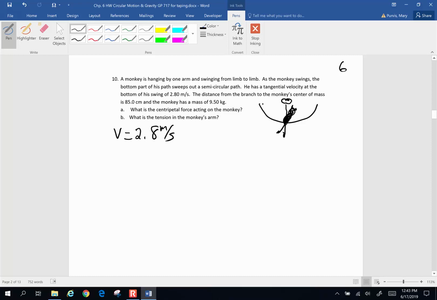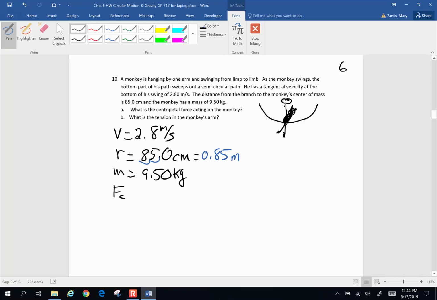The distance from the branch to the monkey's center of mass is 85.0 centimeters. To get that in MKS units, we're going to convert that right away to 0.85 meters. And he has a mass of 9.50 kilograms. What is the centripetal force acting on the monkey?